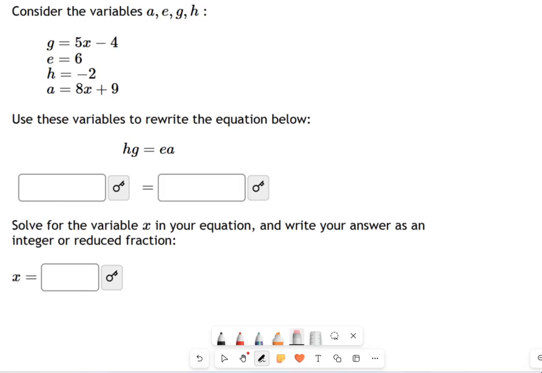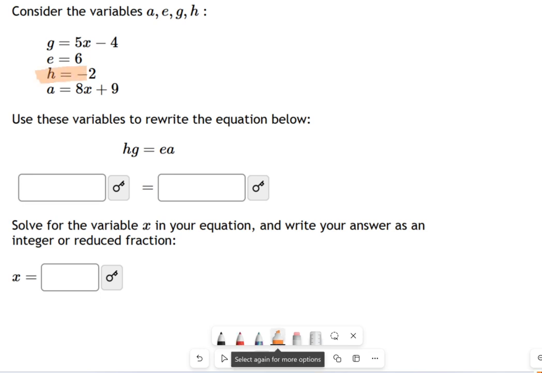First, you might be looking at this thinking it's a really complicated problem, but if you notice what they're talking about right here, Hg equals Ea, well, look at the top. You've got H, G, E, and A. They give you what all those things are. So your very first job is to simply plug those values in.